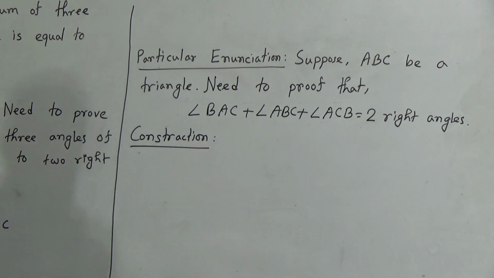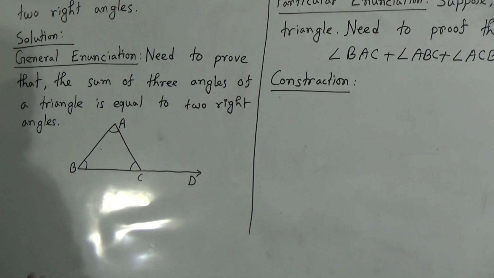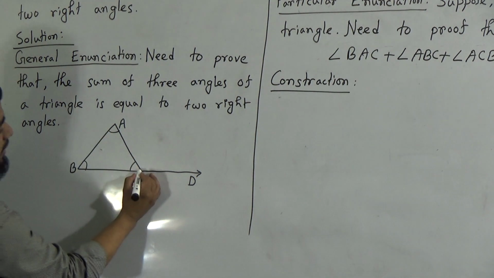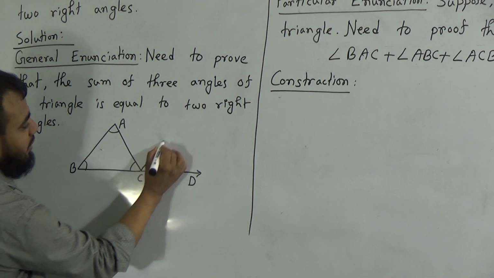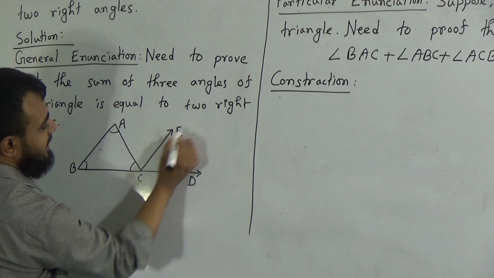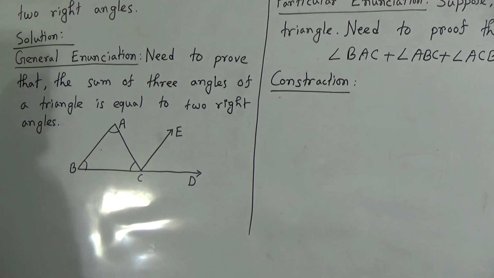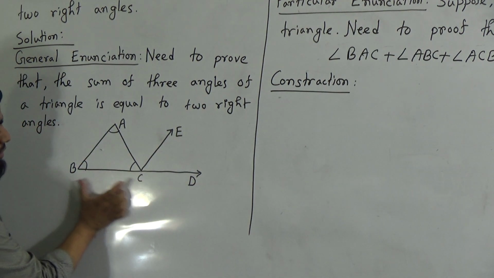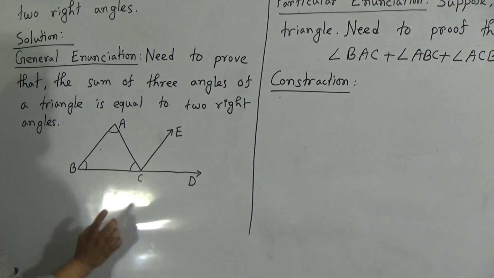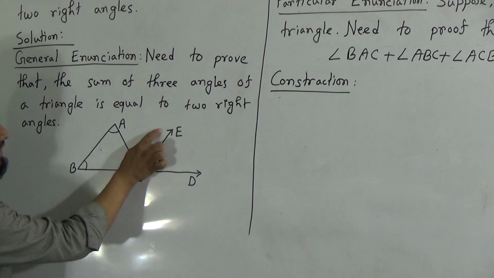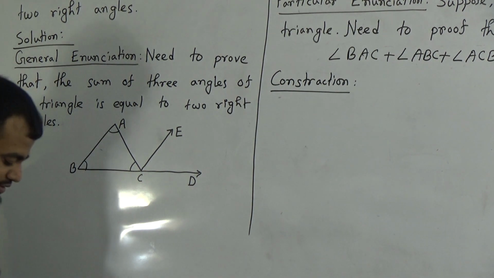We'll construct with this figure. In this figure we need to construct something. This is the point C. Now we will extend the BC line up to D, and we will draw the parallel line of BA at the point C. That means we will write down CE. Suppose CE is the parallel line of BA. We need to draw these two lines. That means we need to extend BC up to D and draw the parallel line CE of BA.